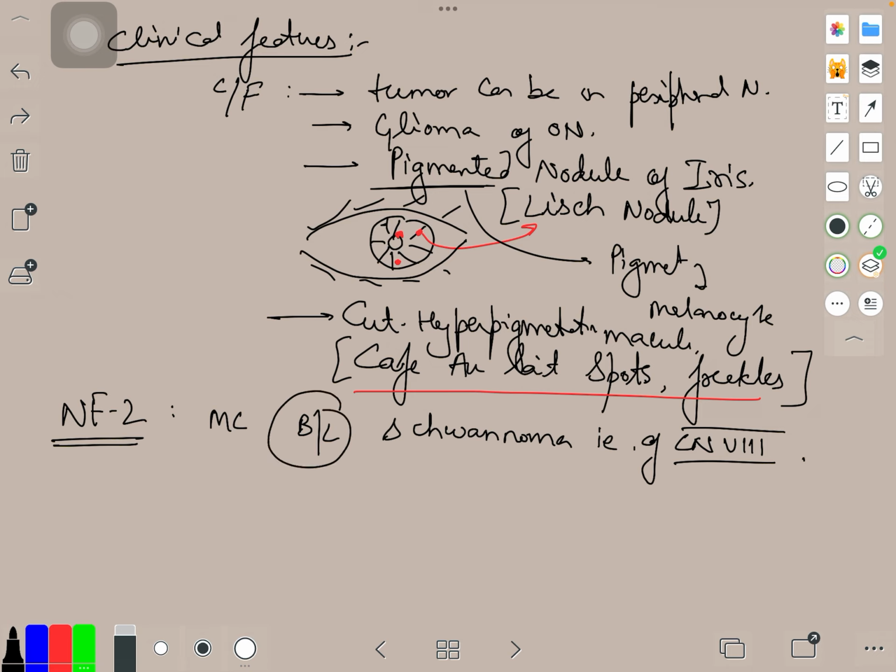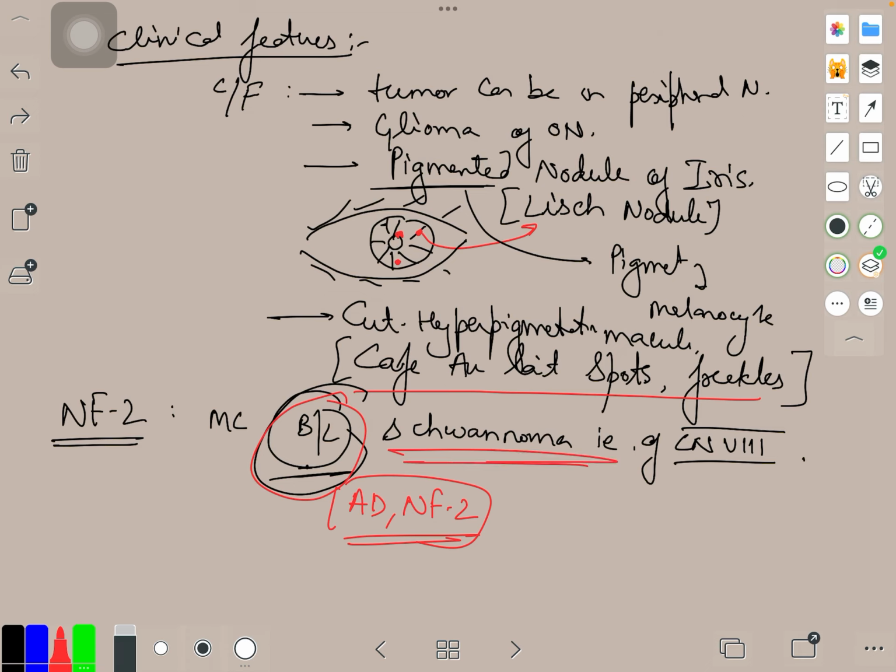However, when I mentioned bilateral, which means that there will be unilateral as well. However, the unilateral one is not an autosomal one. That is much more of an acquired one. So bilateral is a classical feature. Bilateral is a classical feature of autosomal dominant neurofibromatosis type 2. That is bilateral schwannoma. So whenever in CT we can see the schwannomas, we can suspect NF type 2.